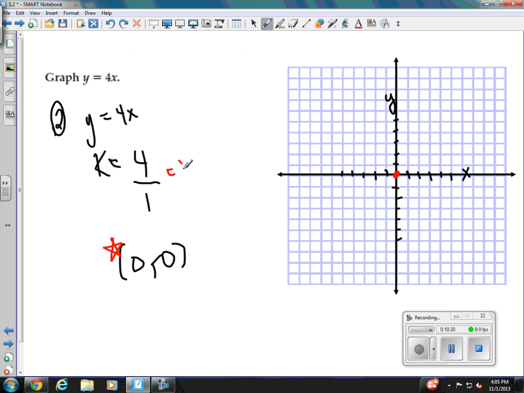So I'm going to rise 4. And then I'm going to run 1. And we run right. So up 1, 2, 3, 4. Run right once. I have 2 points. And also, we said if we can't go up and right, we could go from the origin down 1, 2, 3, 4, and left. So if you notice, that's still on our line. That's still part of it.